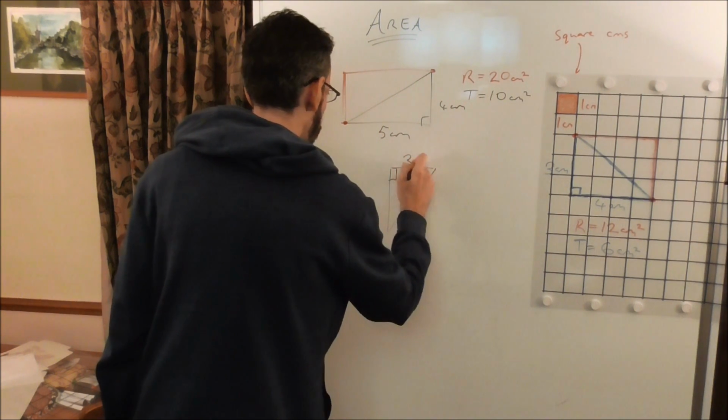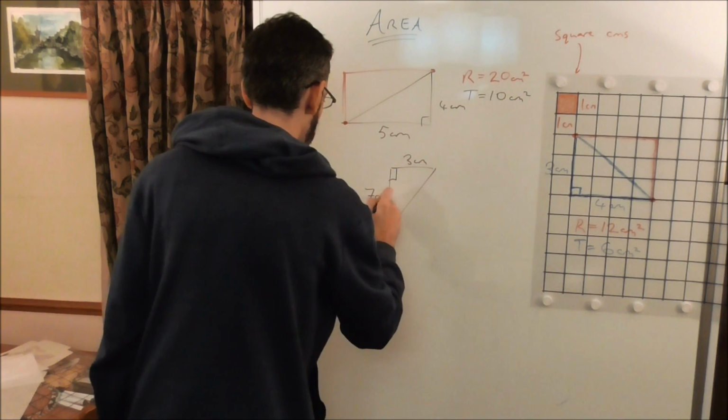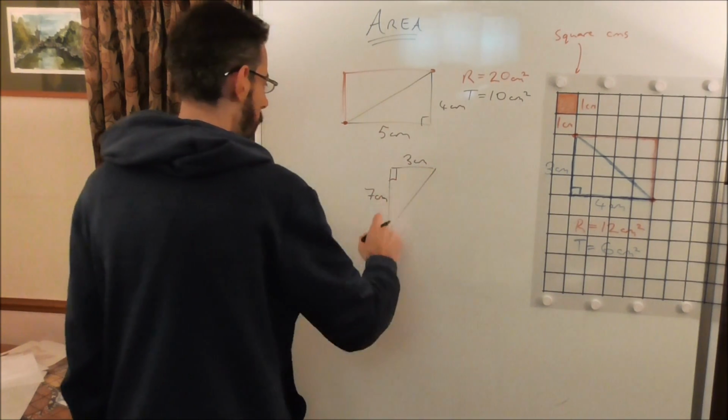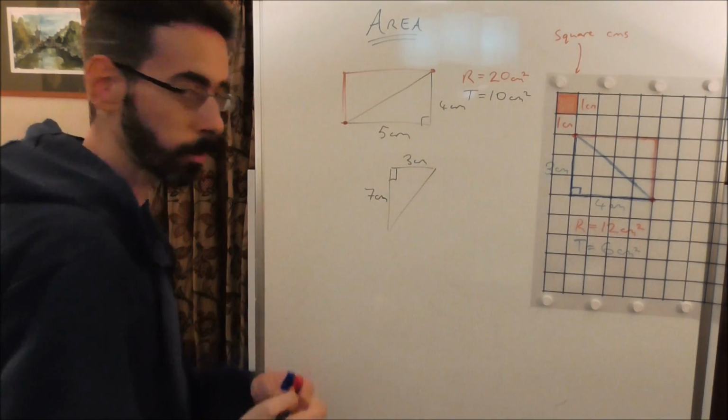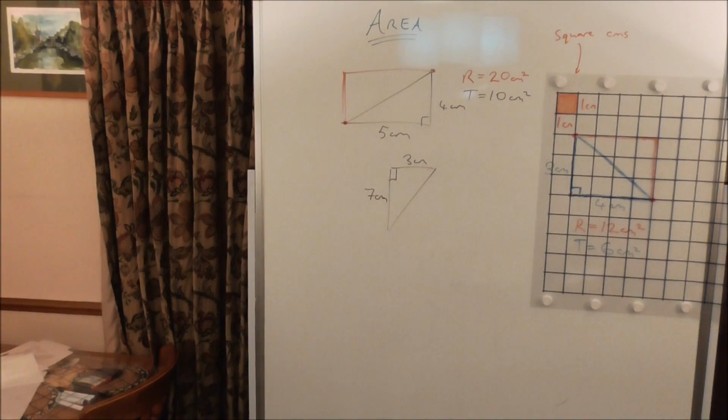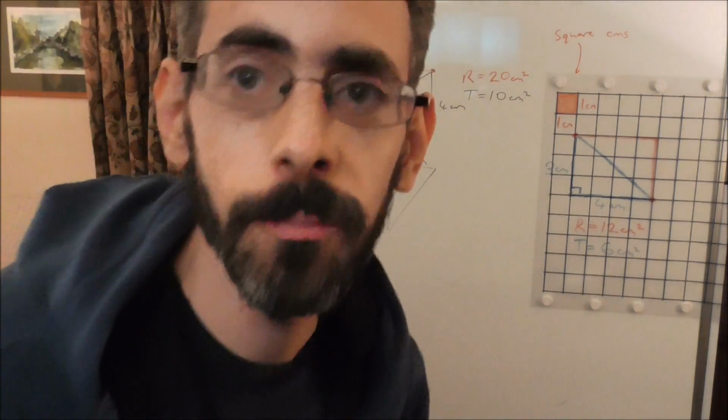So let's say this side is 3 centimetres and this side is 7 centimetres. Notice each time I'm giving you the lengths of the two sides that form the right angle. You need to know those two lengths to be able to work out the area of the triangle. Yeah, so what do you think the area of this triangle is?